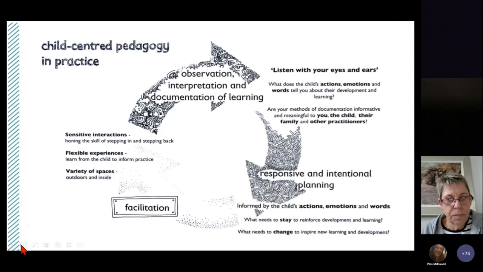So again, this slide is from Realising the Ambition. In promoting happy, interesting and empowering learning environments, we consider the interactions, experiences and spaces on offer. Observations, as you all know, are key in how we get to know our children, our learners, recognising what they like to do and what might interest them and what they want to move on to next.